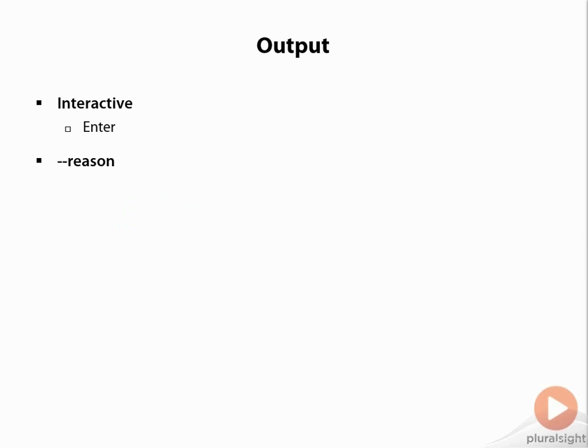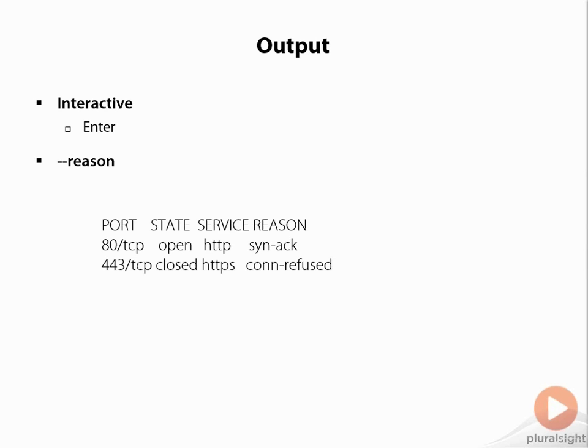Sometimes you'd like to know why Nmap has classified a port as either open or closed. The "reason" option alters the output with a 4th column that includes the result that caused Nmap to deduce the results it's displaying. In this example, we can see that Nmap classified port 80 as open because it received a SYN-ACK packet in response to its probe and a connection refused response to its connection request on port 443. We'll talk more about these reasons and what they mean in the next module.